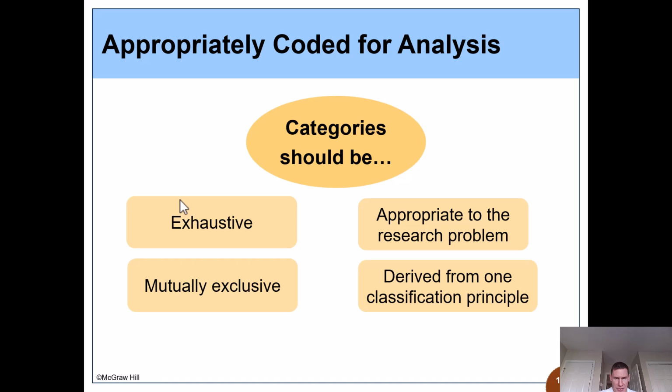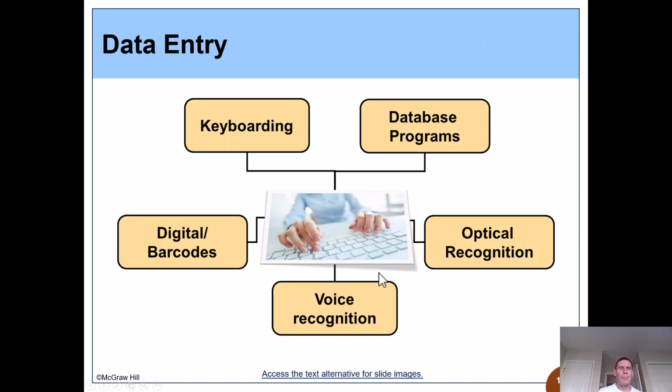Appropriately coded for analyses. So the categories should be exhaustive. They should be appropriate to the research problem, obviously. So if you're asking about marital status, then married, single, divorced, widowed, etc. Mutually exclusive. So for example, you can't be married and divorced. So the system would be coded to where if you select this one, it doesn't allow you to select any others. And then derived from one classification principle, as I just alluded to.